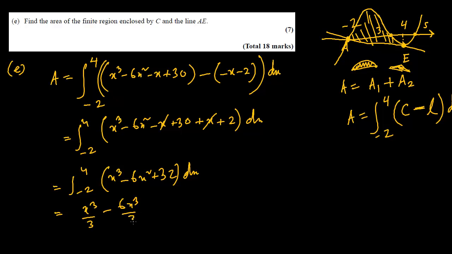which turns out to be x to the power 4 by 4 minus 6 x cubed by 3, plus 32x, and the limits are -2 to 4.